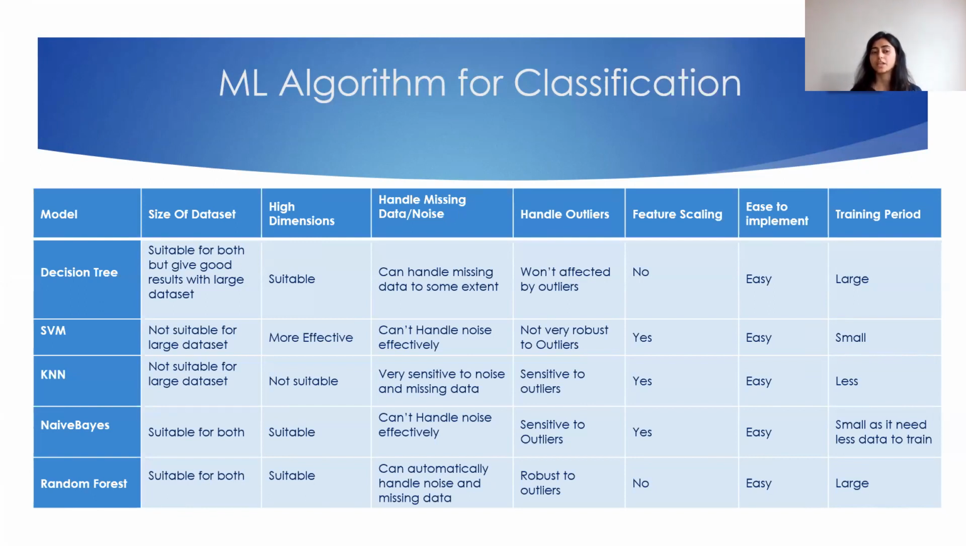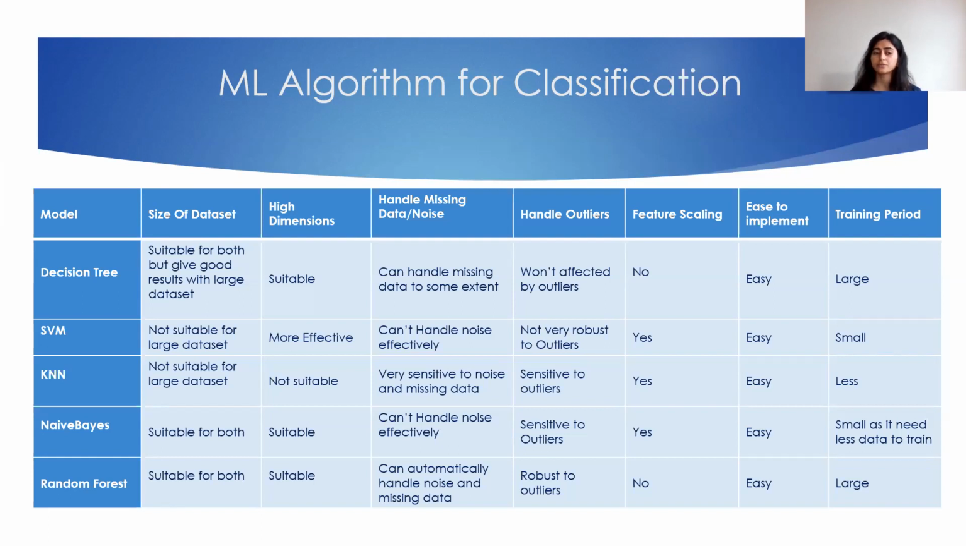If we talk about naive Bayes, it is suitable for both data sets. It is suitable for high dimensions. It cannot handle the noise effectively, and is very sensitive to outliers. Easy to implement, training time is small because it needs less data to train.